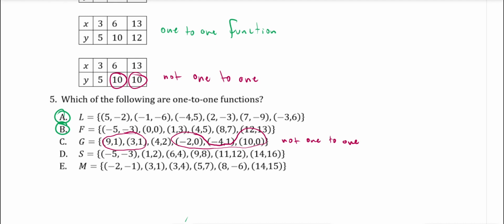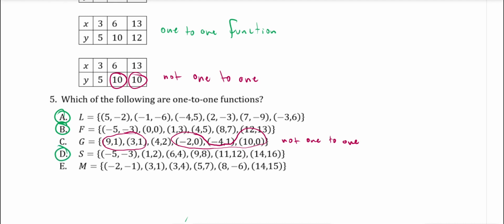Checking through this next line, -5, 1, 6, 9, 11, and 14, all the x values are distinct, so it's a function. And the y values, -3, 2, 4, 8, 12, and 16, those are all distinct, so this is a one-to-one function.